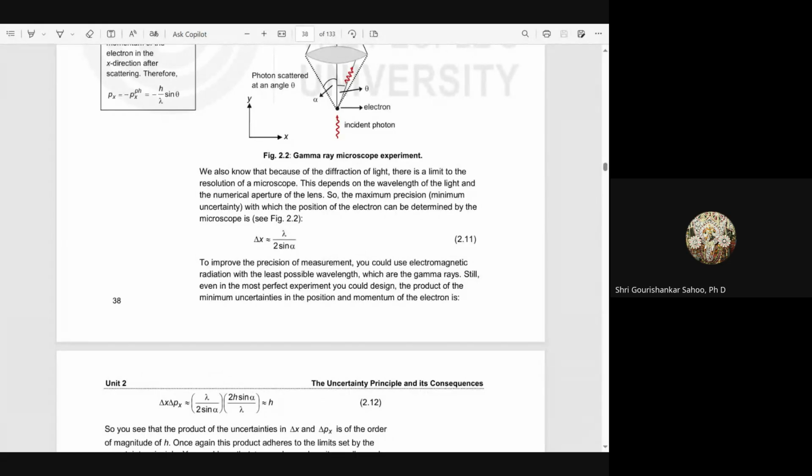So what happens? If you incident a photon which is in visible spectrum, visible red to violet, in between this spectrum the visible light is there, and you incident that light, and you detect the reflected light, and from the distance traveled by light, and from trigonometry, you can calculate the exact position of the electron which you have measured using that light.